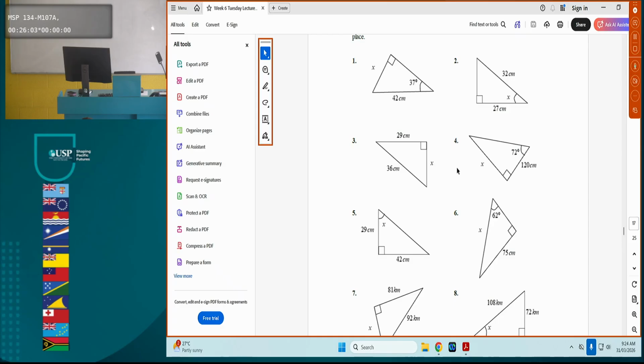Adjacent side. What was it? Yesterday in the lecture, what does adjacent mean? What was the meaning of adjacent we discussed yesterday? Next step.